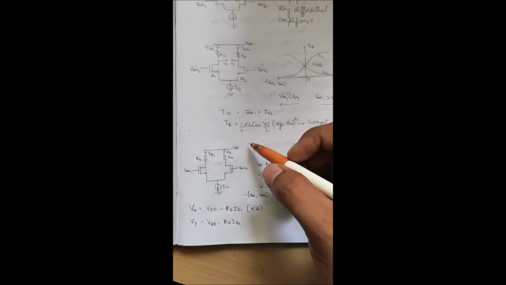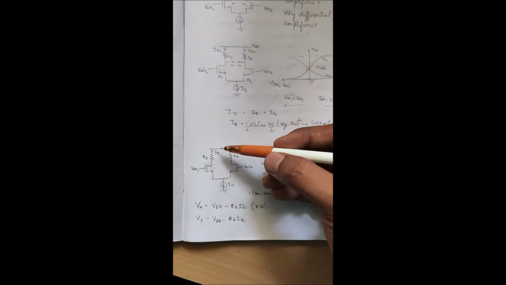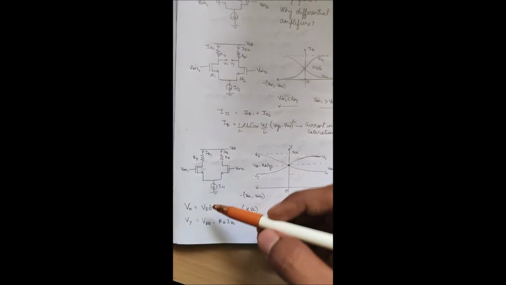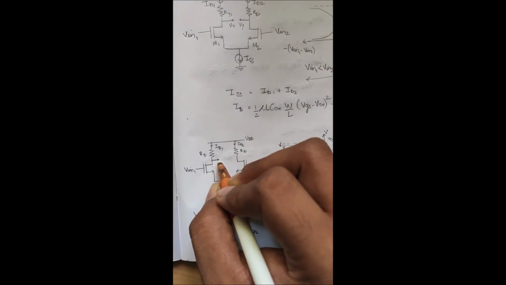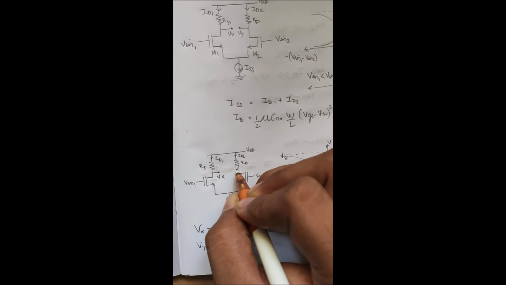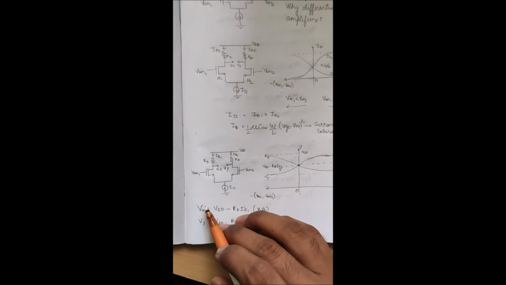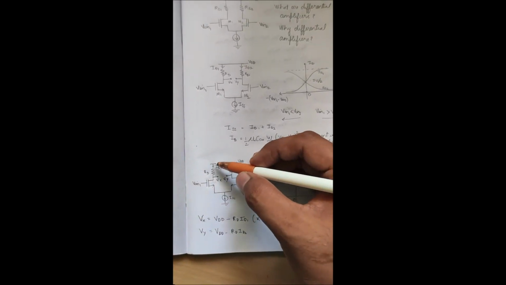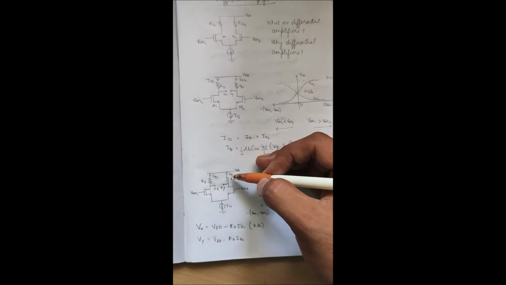So let's try to understand this. We have the same circuit, but here we used KVL equations. If I use KVL in this branch, I get this Vx value. Vx is the output, this one, and this is Vy. Vx is equal to VDD minus RD ID1, an equation achieved by applying KVL in this branch, and Vy is equal to VDD minus RD ID2, achieved by using KVL in this branch.